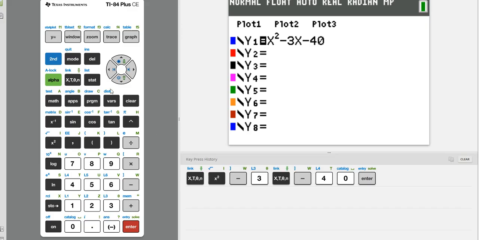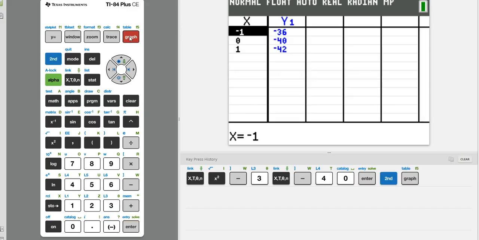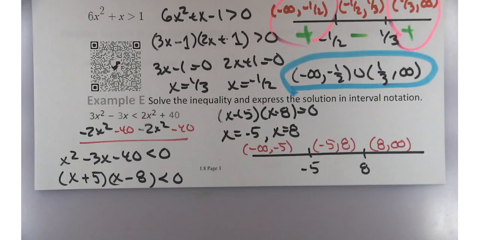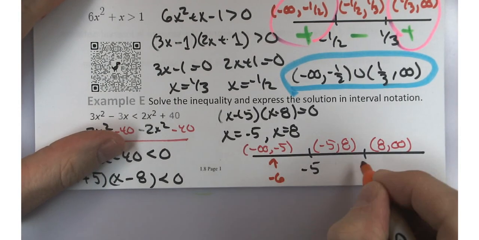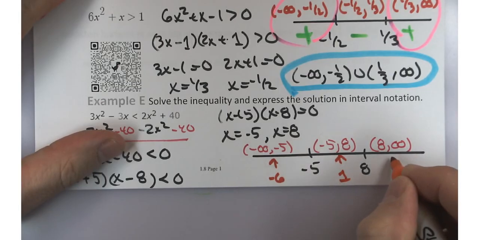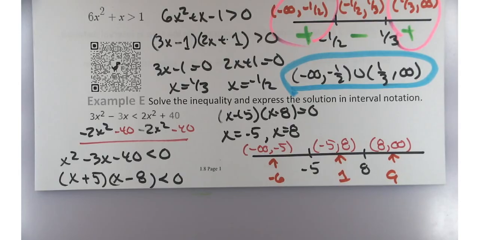Let's go to our tables now. Hit the second key, then the graph key. And let's delete a few points here. What would be some good test values? -6, sure. So -6, 1, one more. 9, thank you. So those would be our test points.